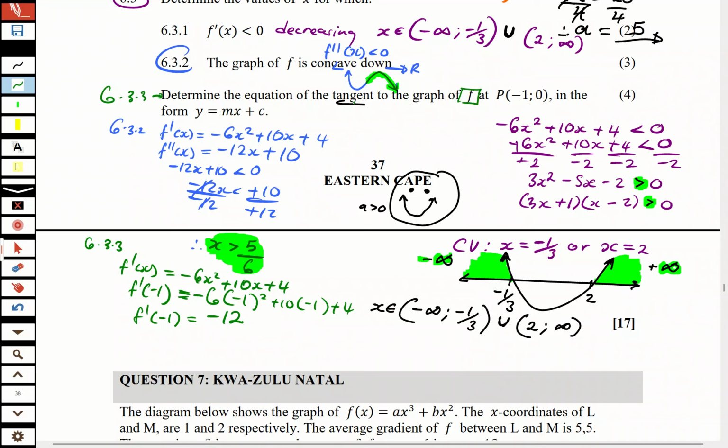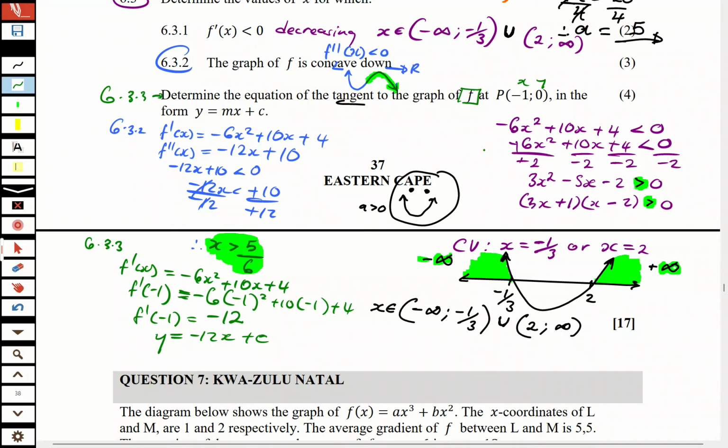Okay. So now this is the gradient. And this will also be the gradient of the tangent, because we know that the gradient of the tangent and the gradient of the graph at that point, the P, will be the same. So now we have to determine this equation in the form y is equal to mx plus c. We also know the point, which is x and also the y. So now your equation is y is equal to negative 12x plus c. To find c, just use that point there.